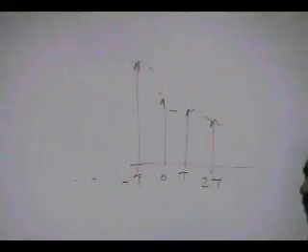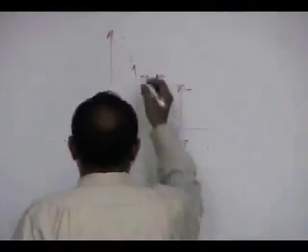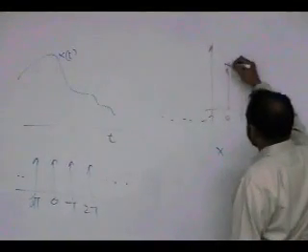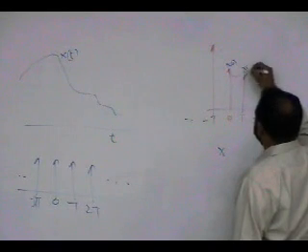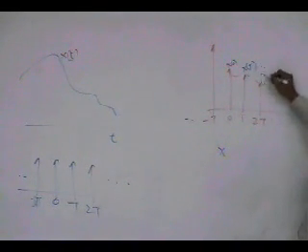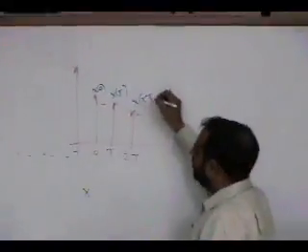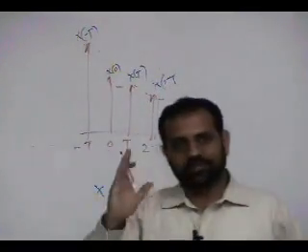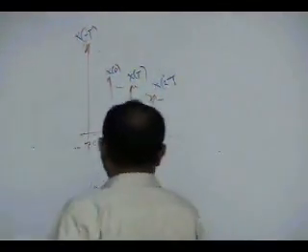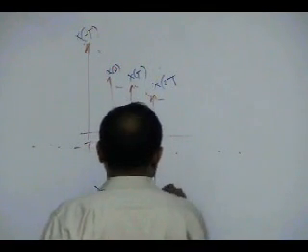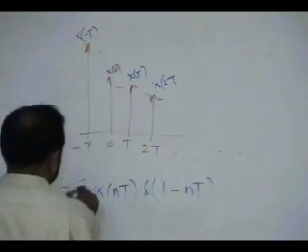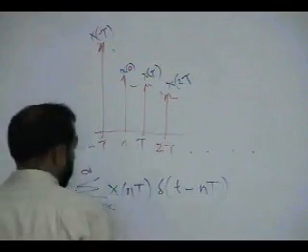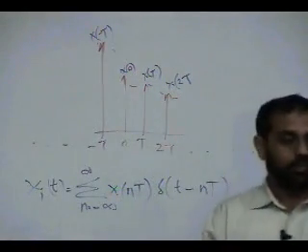So if this is x of t, here the amplitude is x of 0, here amplitude is x of capital T, here amplitude is x of 2T, here amplitude is x of minus T. And impulses are still there. So it says it is x of nT delta of t minus nT, and n goes from minus infinity to infinity, will be your x-impulse of t. Still an analog signal. Again, this is a mathematical model.